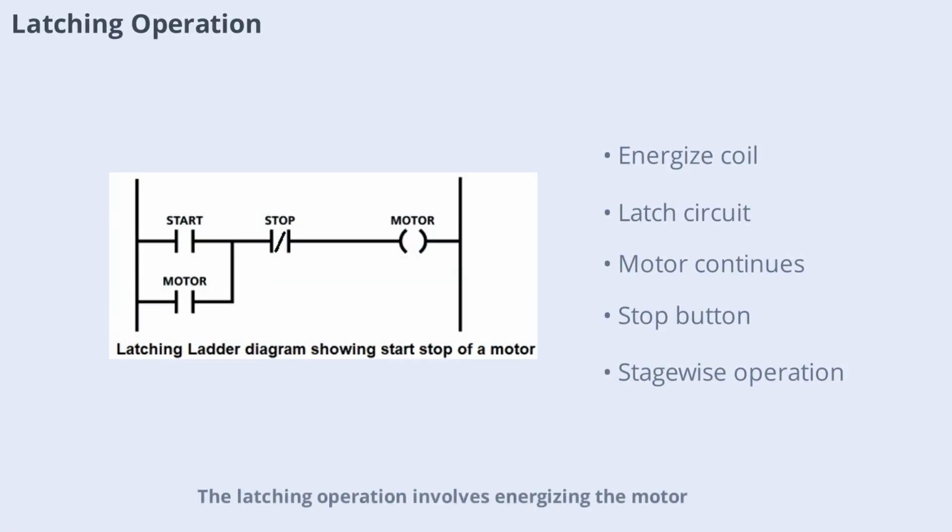The latching operation involves energizing the motor coil when the start button is pressed. The motor continues running even after the button is released, thanks to the latch circuit. Pressing the stop button de-energizes the motor coil and stops the operation. This stage-wise diagram shows how latching maintains the motor's state until a new input is received.